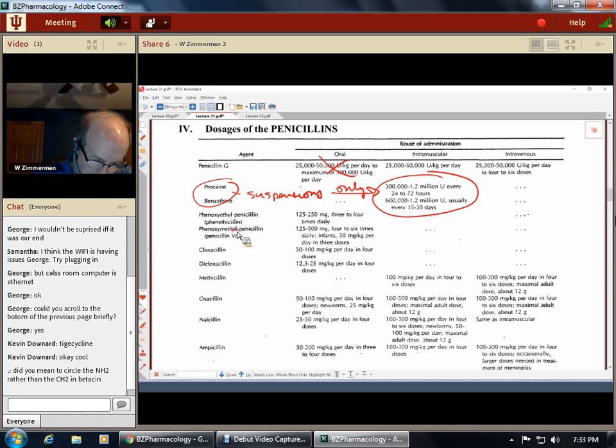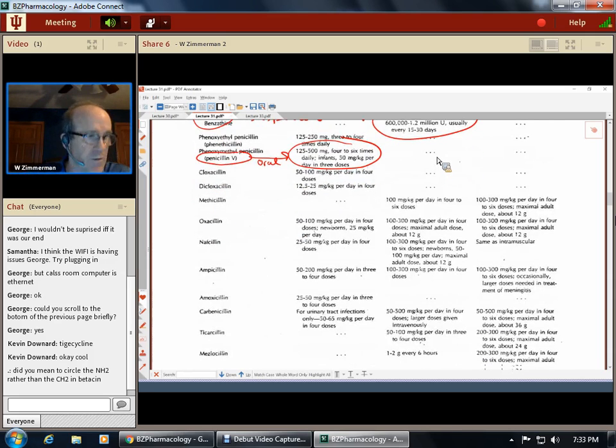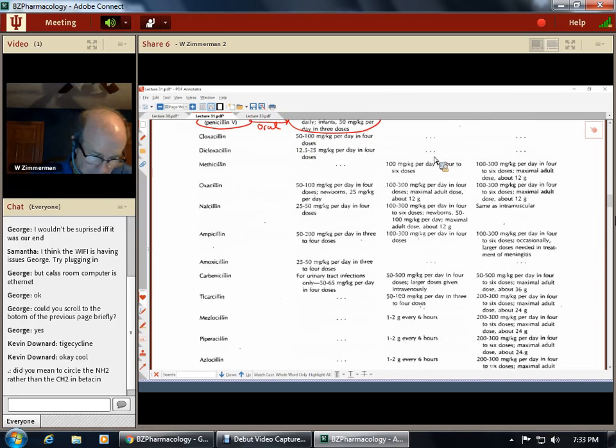Let's see. Penicillin V, yeah, that should be oral. Because it's the oral PNG. You guys see where I'm going with this. It's actually a nice repeat, just kind of a sum up of what we've talked about. Cloxacillin, dicloxacillin, oxacillin. These should really be used orally. We're shown here. But the oxacillin, I've never seen it used any other way. It's oral.